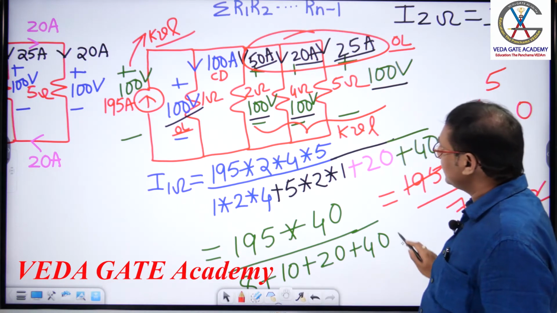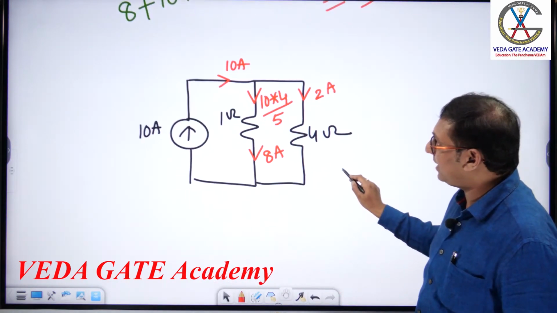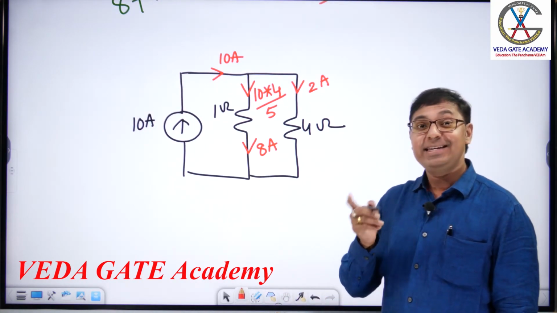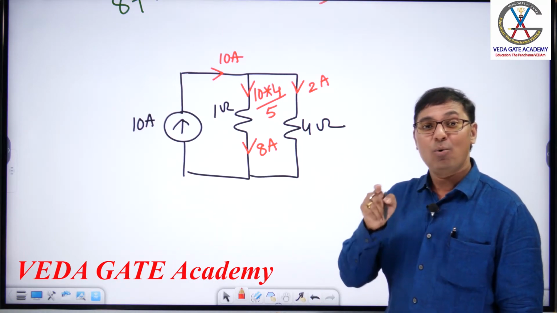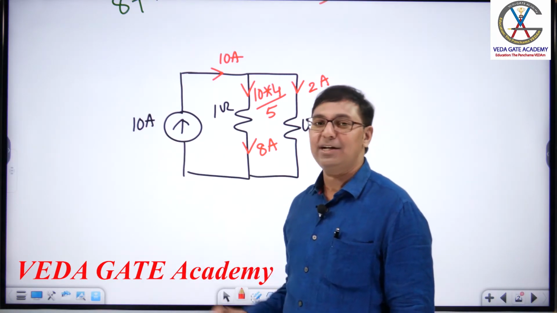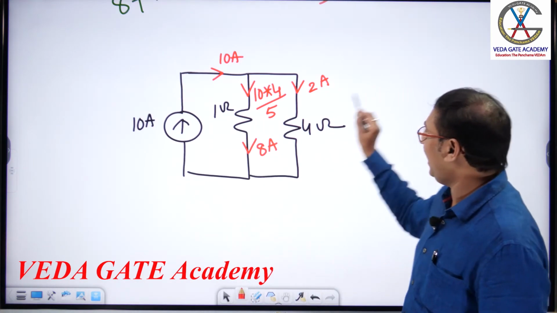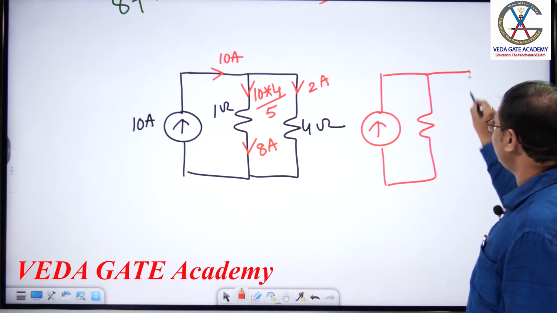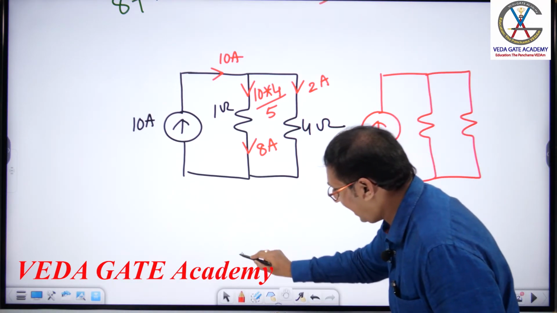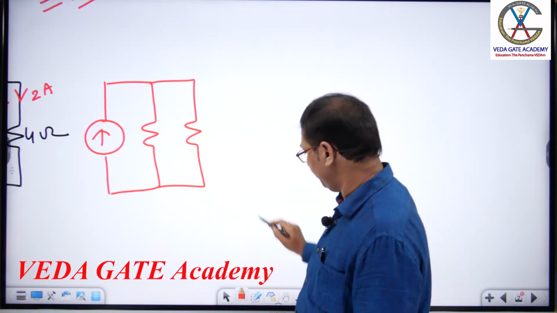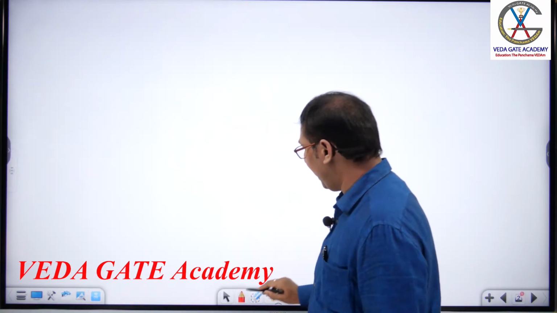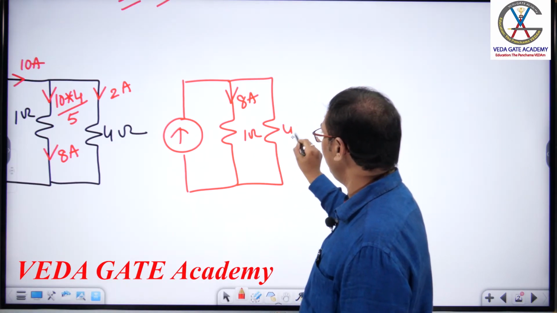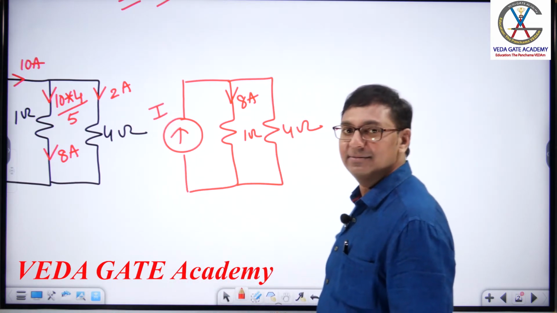Finally, what are the terms and conditions to apply current division? The circuit should be a parallel circuit and any one current should be known. Any one current should be known, not only the source current all the time. For example, for the same circuit, suppose I have given one branch current as 8 amperes, with 1 ohm and 4 ohms, and the exam asks the value of I.